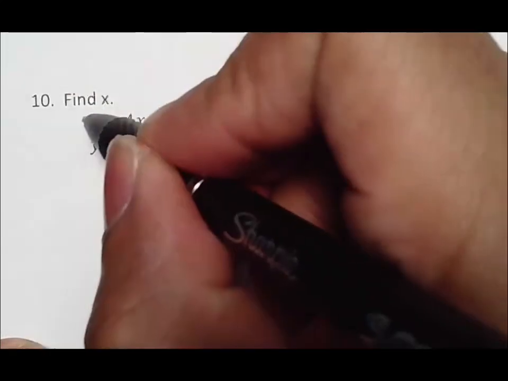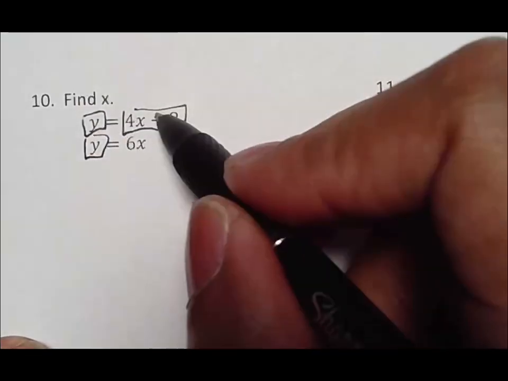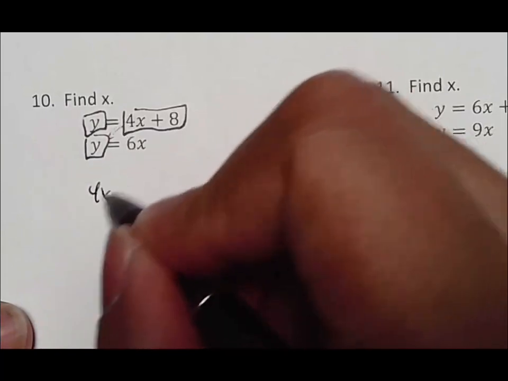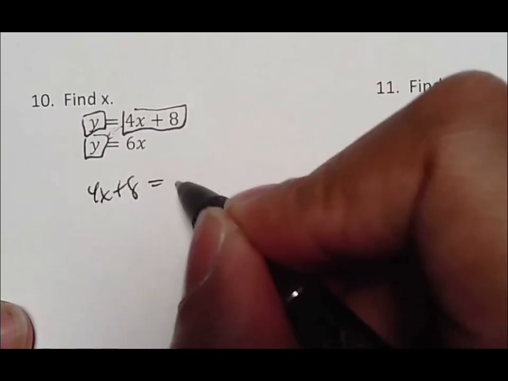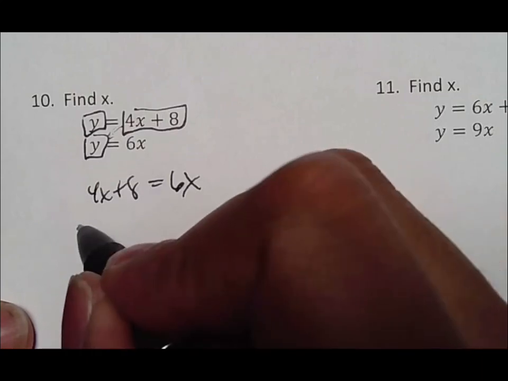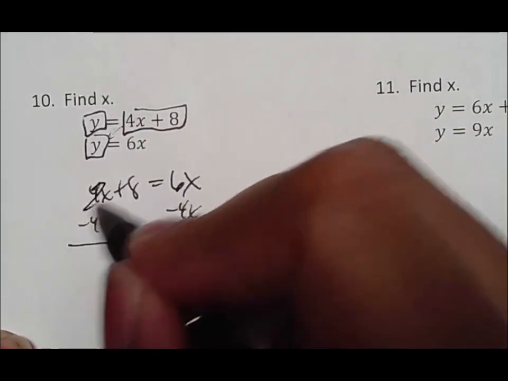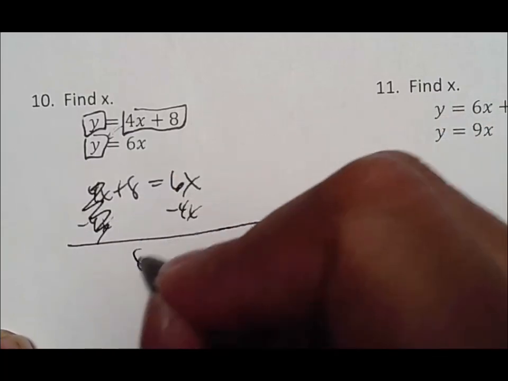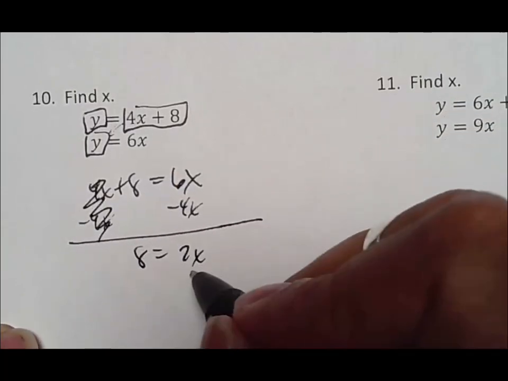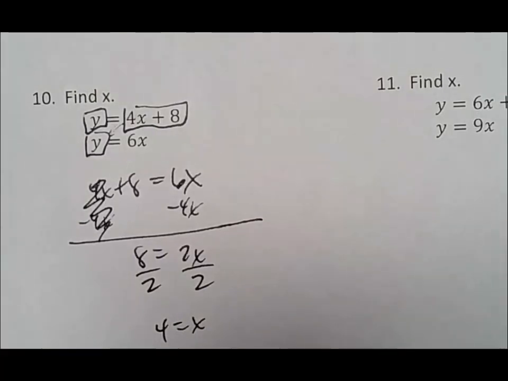And then when we do number 10, don't forget again, we are substituting for y. So we're changing this y into 4x plus 8 equals 6x. And now it looks just like everything else you saw. Subtract your 4x from both sides. This absolutely goes away, giving us 8 equals 2x. Divide by 2, getting 4 equals x. And that is it.